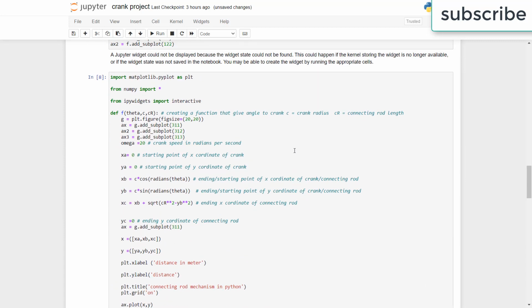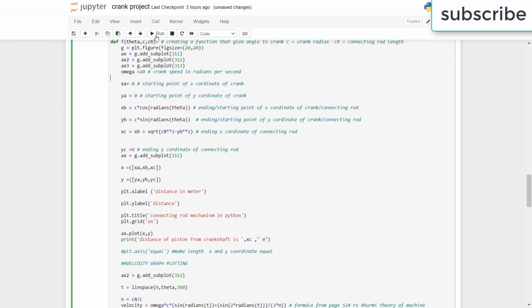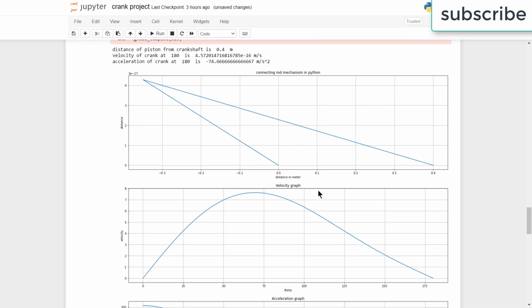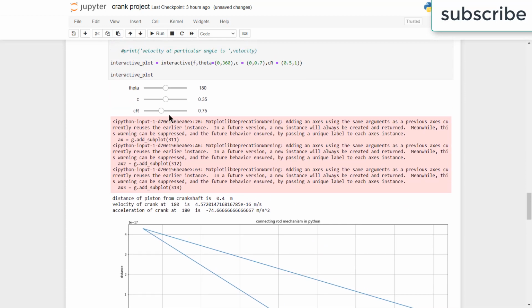Namaste guys, in this video I am going to teach you how to make a crank mechanism with velocity and acceleration diagram in Python. So here is the code, if I run this, here you can see my crank mechanism.